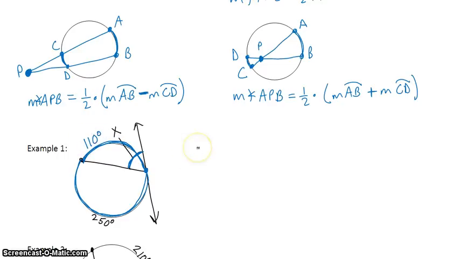So the measure of our angle is going to be 1/2 of this arc, since its vertex is on the circle. Angle equals 1/2 times arc. Doing that math, we get x equals 55 degrees.